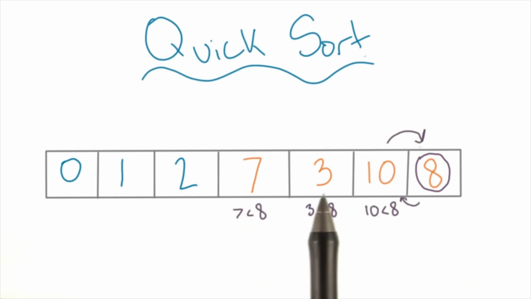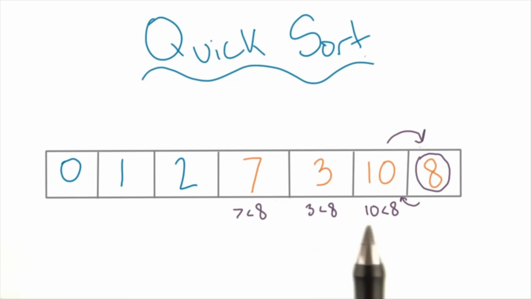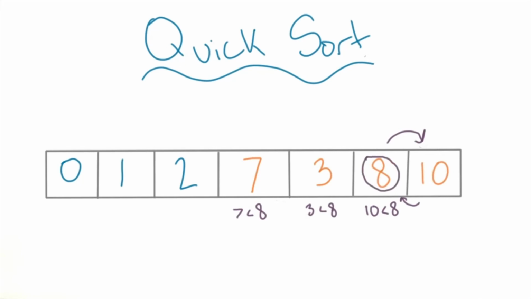Since 7 and 3 are both smaller than the pivot, we won't need to move them. However, 8 is bigger than the pivot, so we'll need to do a swap here. Now that our swap's complete, we can see that 8 and 10 are actually in their eventual positions. Everything less than 8 was already below 8, so we didn't need to move it at all.